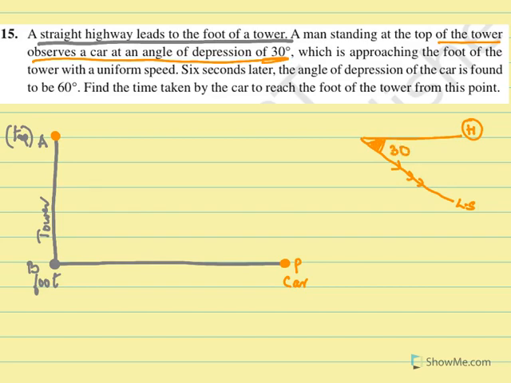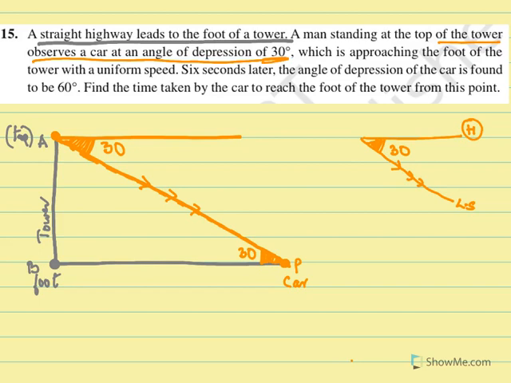So let us draw that. So we have a horizontal here, and this man is now watching this car out here like this. So this is his line of sight. Now the angle between the horizontal and the line of sight is 30. And immediately I'm going to mark this as 30. Why? Alternate angle. So this also is 30.